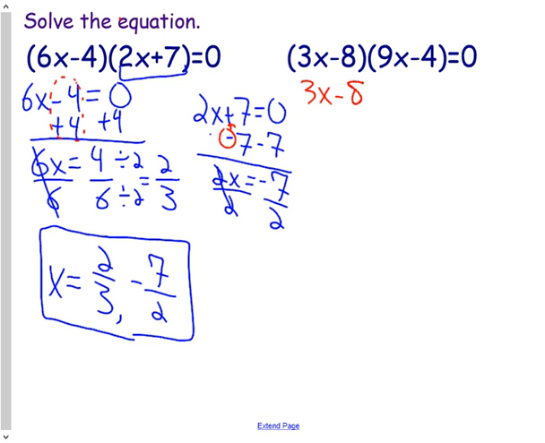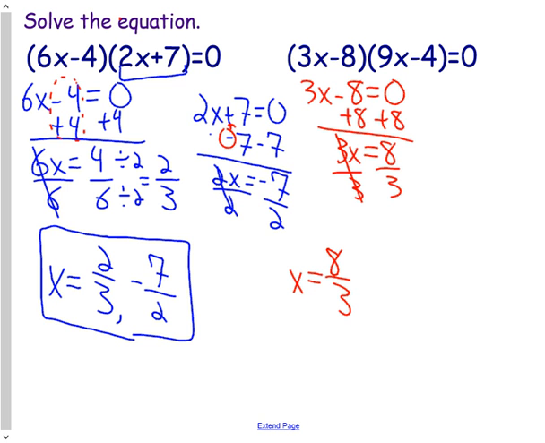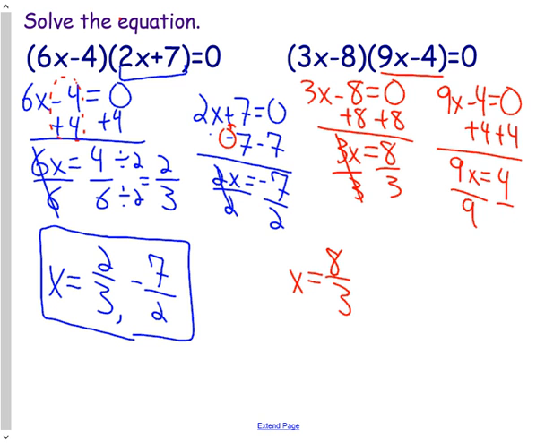Something's wrong. Next one, 3x minus 8 equals 0, plus 8. 3x equals 8. And x is 8/3. Now 9x minus 4 is 0. Add 4 to each side, 9x equals 4. And x is 4/9.